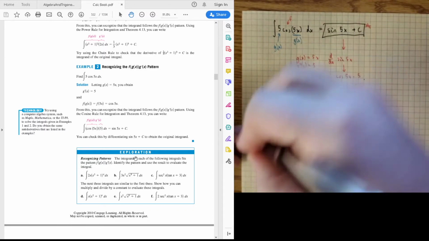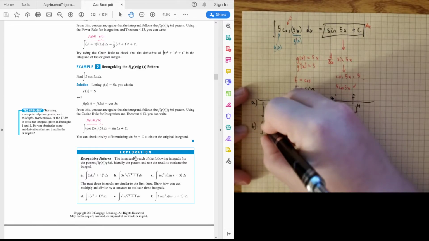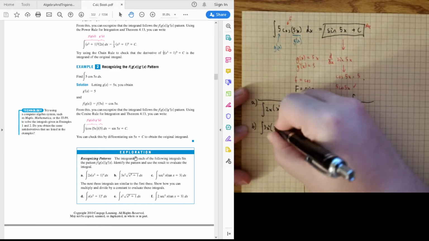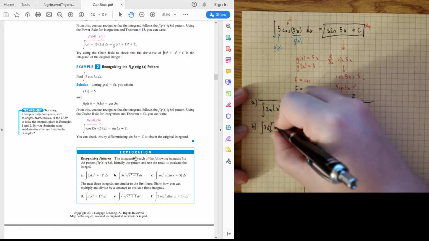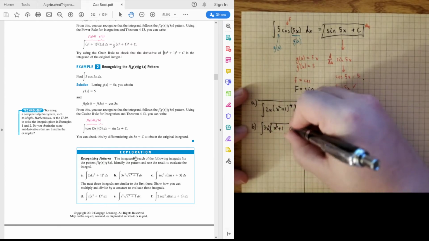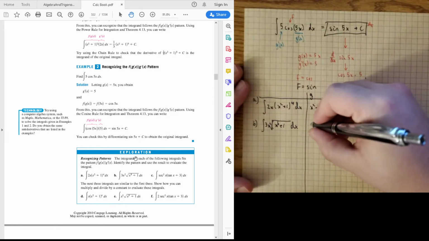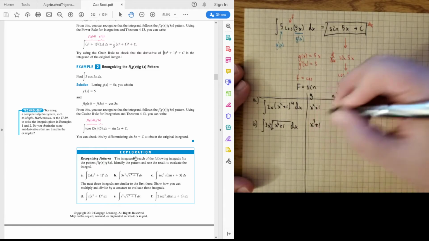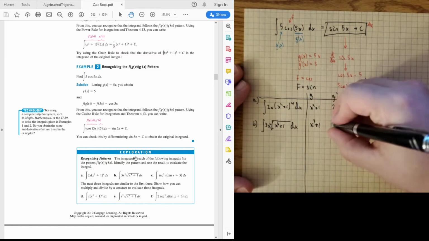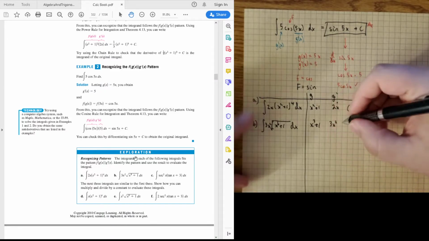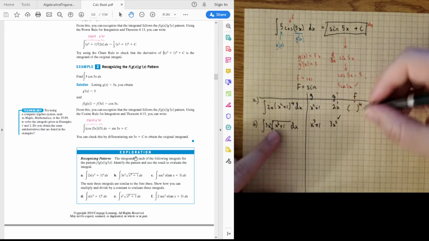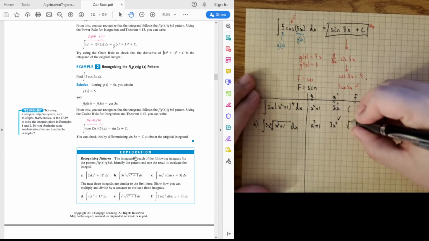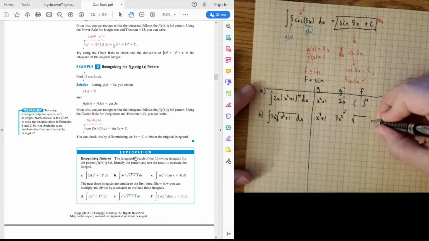B, same process. The integral of 3x squared times the square root of x cubed plus 1 dx. Okay, where's g? x cubed plus 1. What's the derivative of g? 3x squared. Is that in my problem? Yeah, it is. Boom. Okay, so what's the f function? The f function would be the square root, which we can rewrite later if we need to.